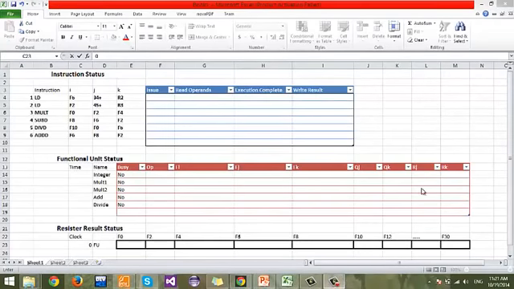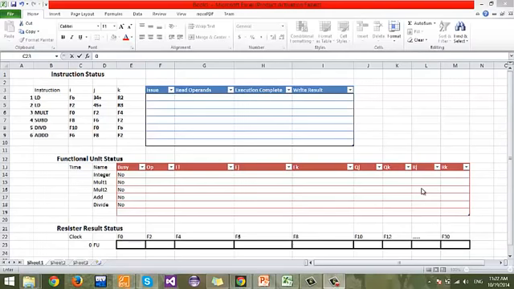Hello everyone. Today I am going to show you by example what scoreboarding is. Scoreboarding is a dynamic instruction scheduling algorithm that's widely used in computer architecture.